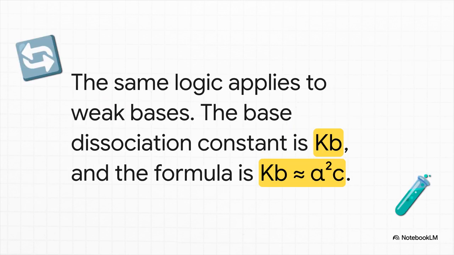And one of the coolest things about chemistry is how symmetrical it can be. The exact same logic we just used for weak acids applies perfectly to weak bases. We just swap out Ka for Kb, the base dissociation constant, but the formula looks exactly the same. Kb is approximately alpha squared times concentration. So hey, if you get one, you totally get the other.